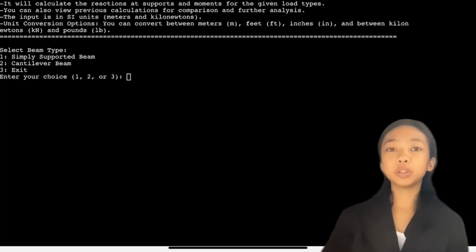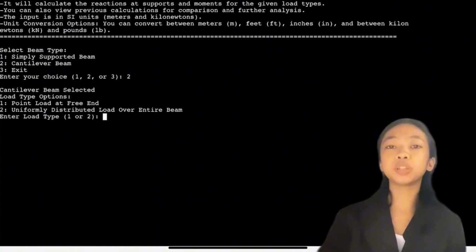Uniformly distributed load in cantilever beam. If the user selects uniformly distributed load, the program again asks for the load per meter and the length of the beam. As before, the program supports unit conversions, meter, inches, feet. Load per meter can be kilonewtons, pounds, converted by multiplying by 4.44822.